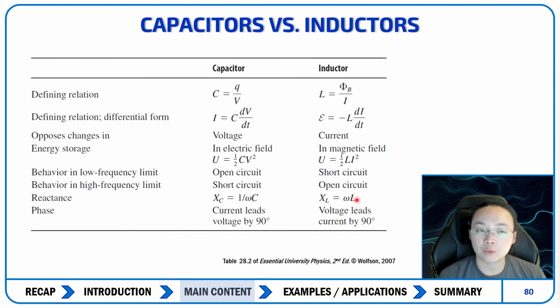So if you want an overview of the different parameters as well as the different characteristics of capacitors versus inductors, this is a very good table taken from Essential University Physics. It basically covers all of the different types of concepts we covered. So the equations for each, the differential form for each, of any opposing changes in either voltage or current, energy storage, behaviors and low and high frequency limits, the reactance, as well as the phase. So these are good characteristics to know when comparing capacitors to inductors.